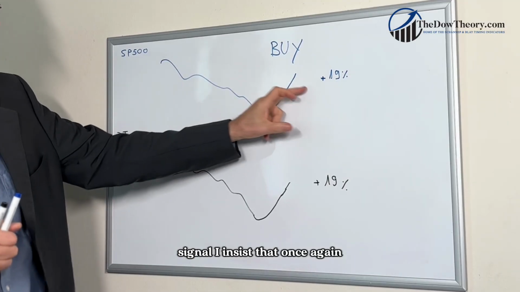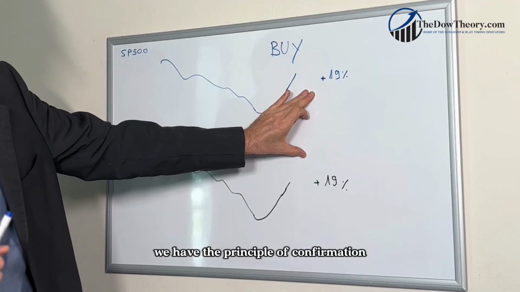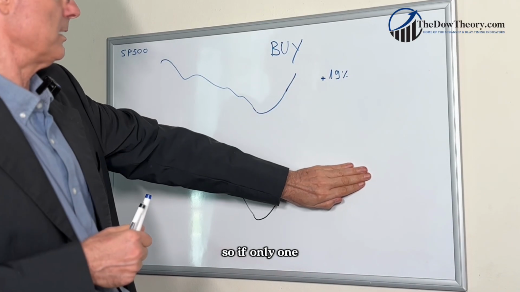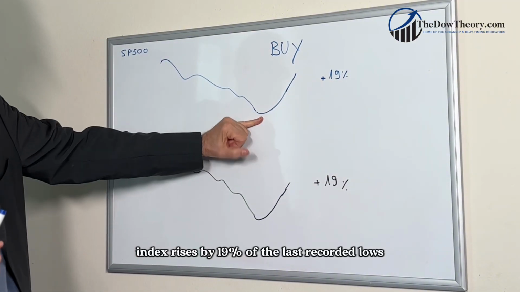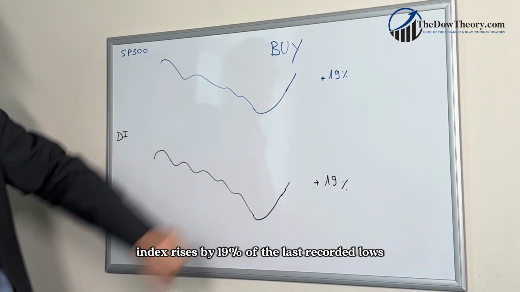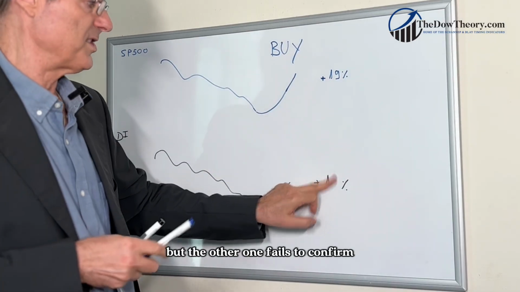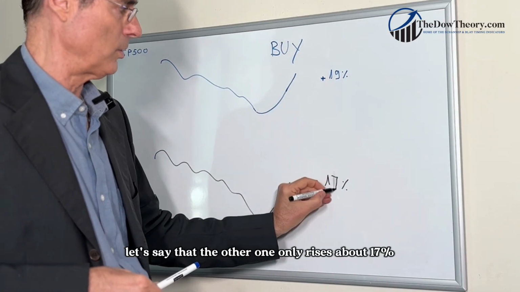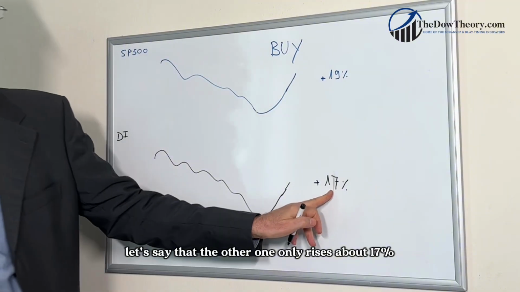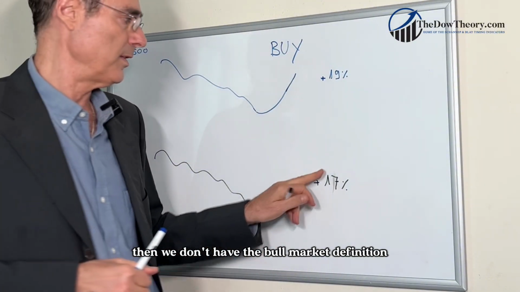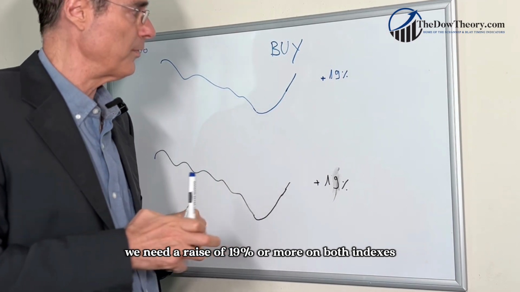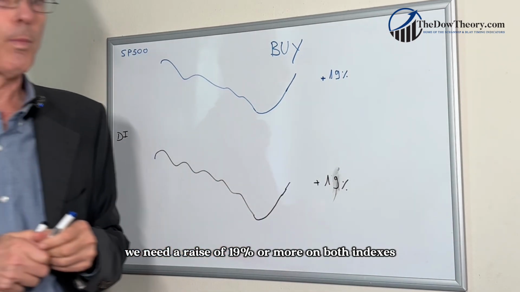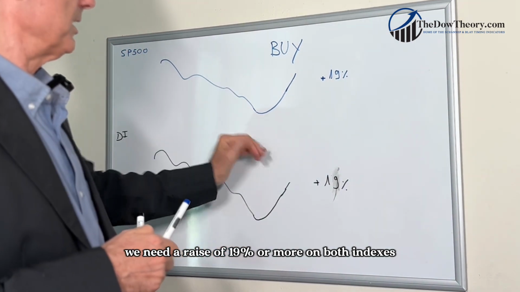I insist that once again, we have the principle of confirmation. So if only one index rises by 19% from the last recorded lows, but the other one fails to confirm, let's say that the other one only rises by 17%, then we don't have the bull market definition. We need a rise of 19% or more on both indexes.